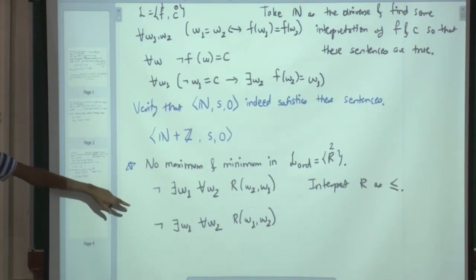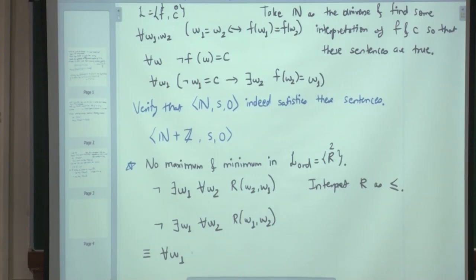What will happen? Negation there exists is what negation? This will be logically equivalent to for all W1, and then you push negation inside. So, negation there exists is for all negation. For all W2, R, W1, W2. Then this is also further equivalent to negation for all is? There exists negation. Very good. So, for all W1, there exists W2 such that negation R, W1, W2. And this is what I wrote yesterday, if you remember. Yeah, I wrote it in this form.